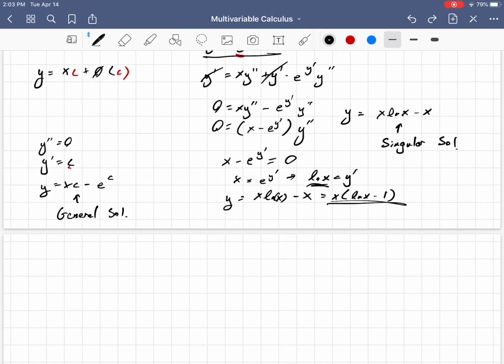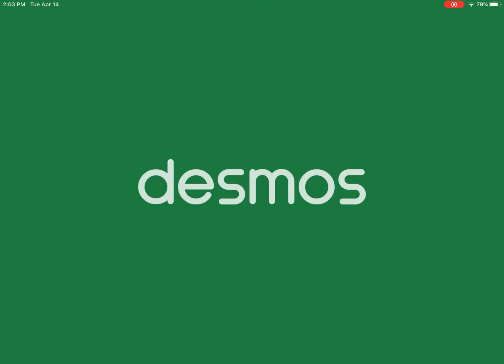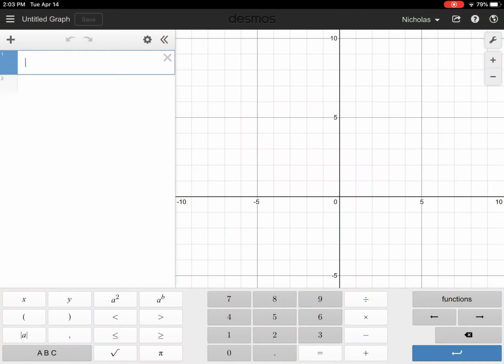And I'm going to take a little trip to Desmos because the singular solution and the general solution have a geometrical meaning. So I'm just writing them down real quick. Okay.